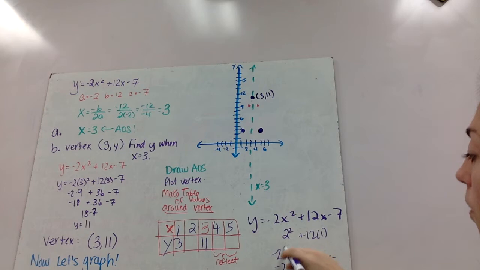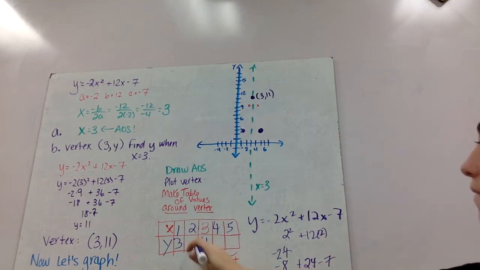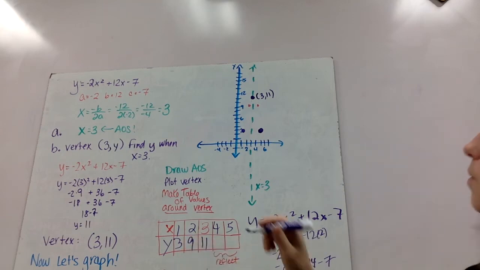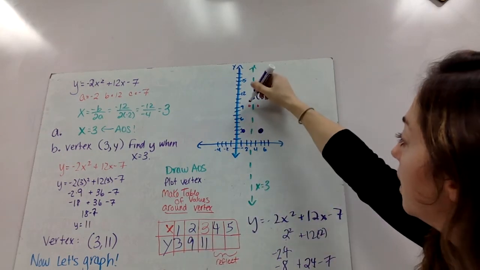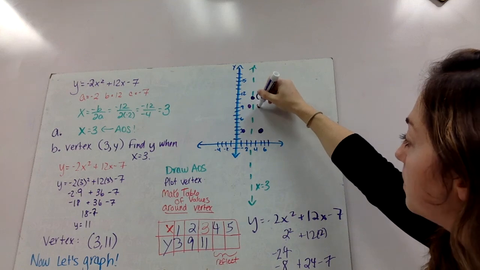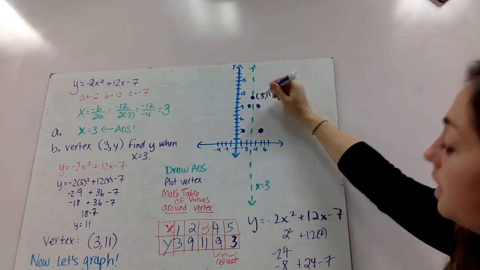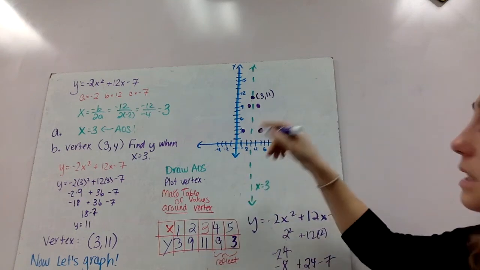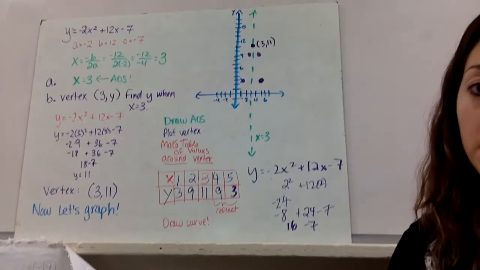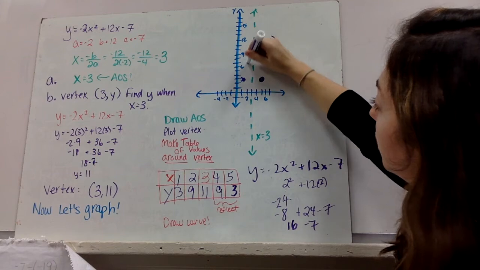Then I'm plugging in 2. 2 squared is 4. Negative 2 times 4 is negative 8. 12 times 2 is 24. Negative 8 plus 24 is 16. 16 minus 7 is 9. So I've got the point (2, 9), which is right there, and the opposite side, which is right there. 9 and 3.